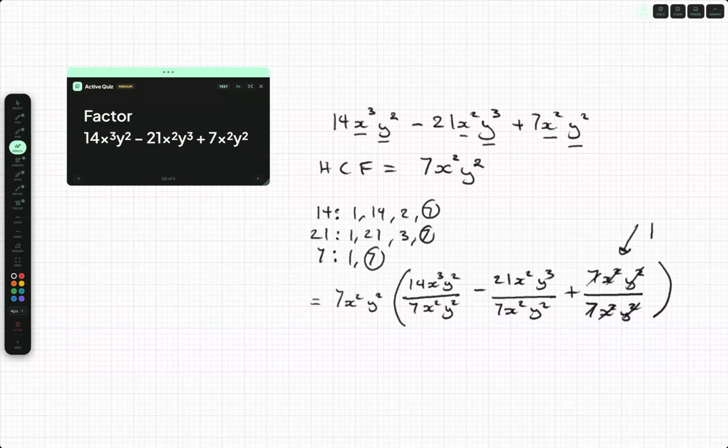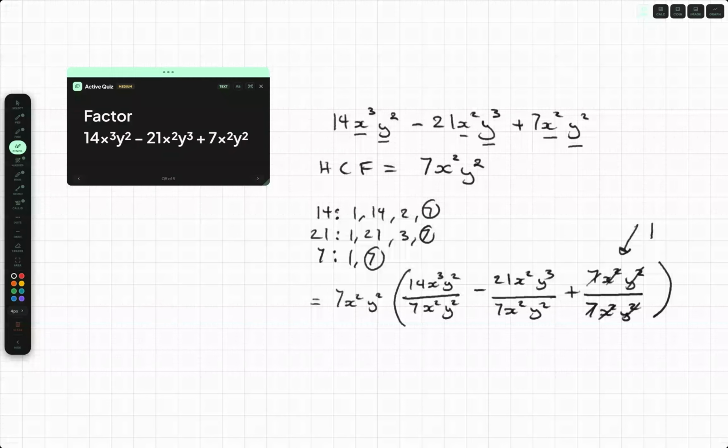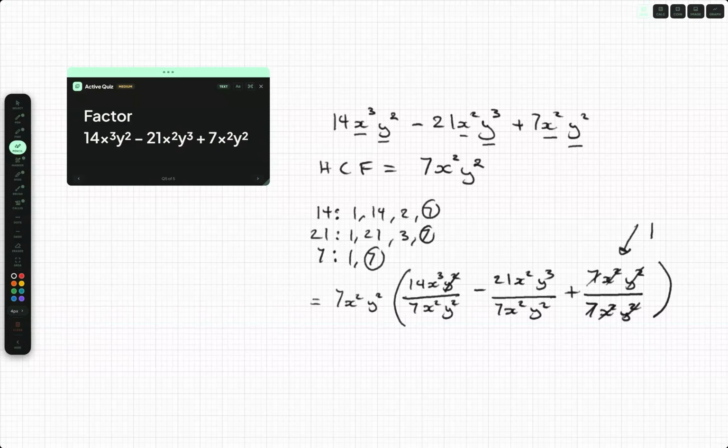For our other terms, we can start at the front and we can go, well, y squared divided by y squared, well, that's just going to be 1. X cubed divided by x squared is going to just leave us with x to the power of 1 or x, and 14 divided by 7 is just going to be 2.